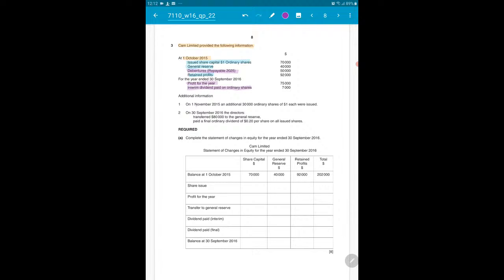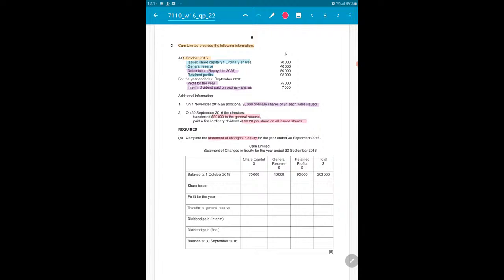First one, on 1st November 2015, 30,000 ordinary shares of $1 each were issued, and then we have transferred 80,000 to general reserve and paid a final ordinary dividend of 0.2 per share on all ordinary issued shares. So let's start with the question. And what do you mean by statement of changes in equity?